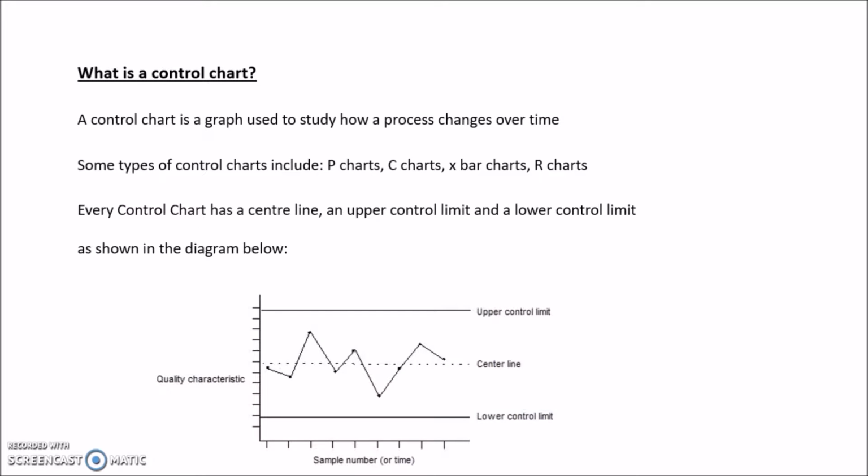A control chart is a graph used to study how a process changes over time. Common examples are P charts, C charts, X bar charts, and R charts. Every control chart has a center line, an upper control limit, and a lower control limit, as we see here.